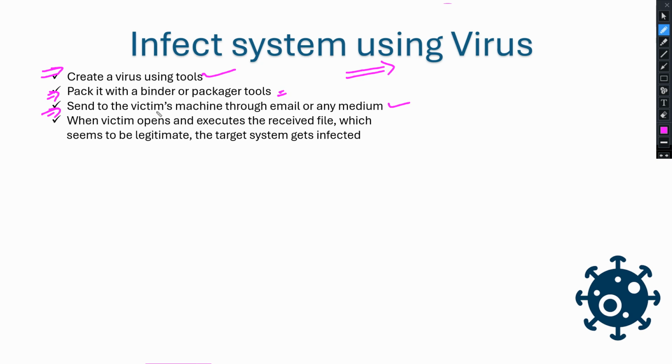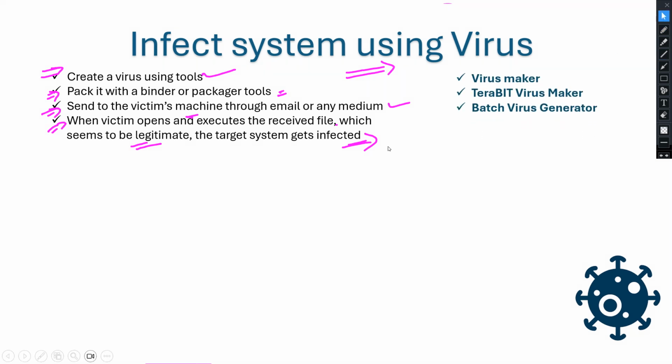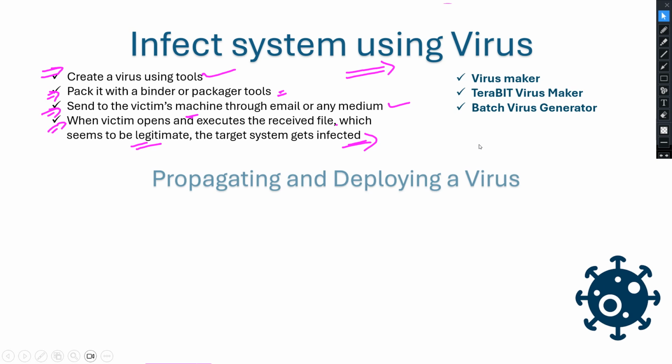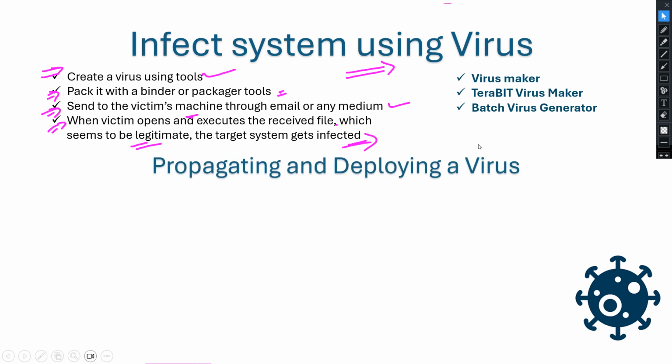Once the virus is transferred to the victim machine and the victim opens and executes the received files, which seem to be legitimate, the target system gets infected. This is the process of infecting systems using viruses. Tool examples are Virus Maker, Terabyte Virus Maker, and Batch Virus Generator. These are the tools that we use for propagating and deploying a virus.